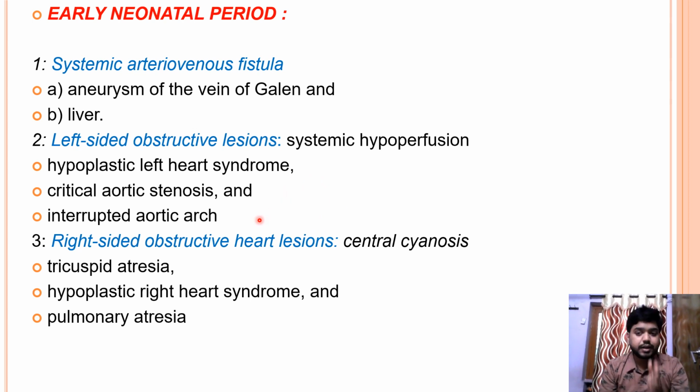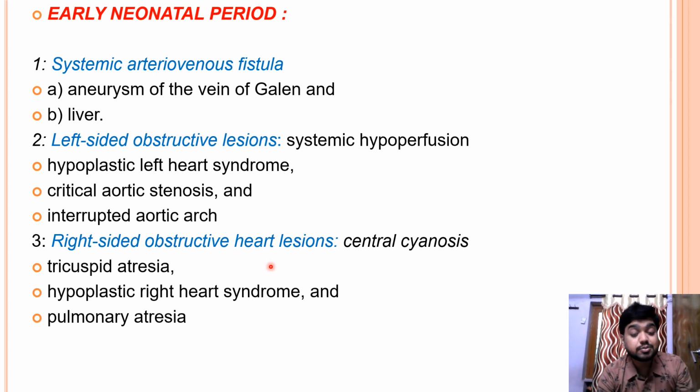Then right-sided obstructive heart lesions. Right-sided obstructive heart lesions, how do they present? Because the right side is obstructed, there is no blood flow into the lungs. So lungs are completely devoid of blood flow. So there is no reoxygenation. So there is only mixing of that desaturated blood and whatever blood. So there is central cyanosis.